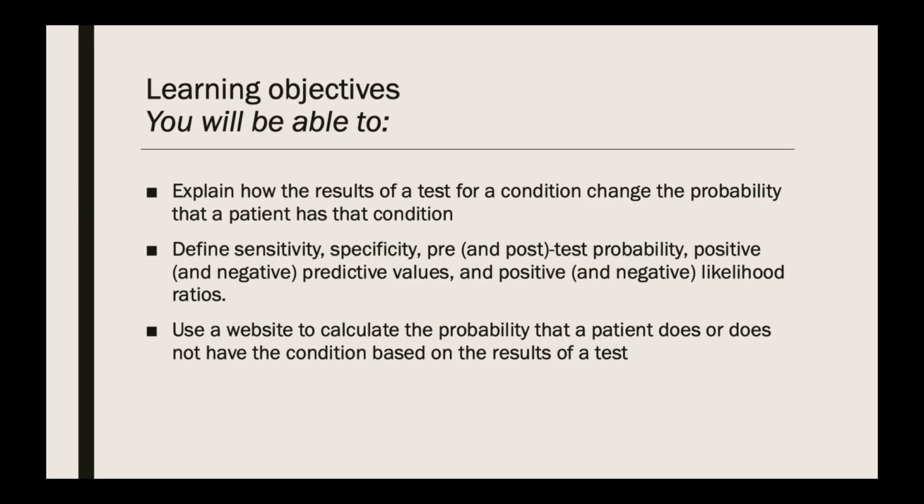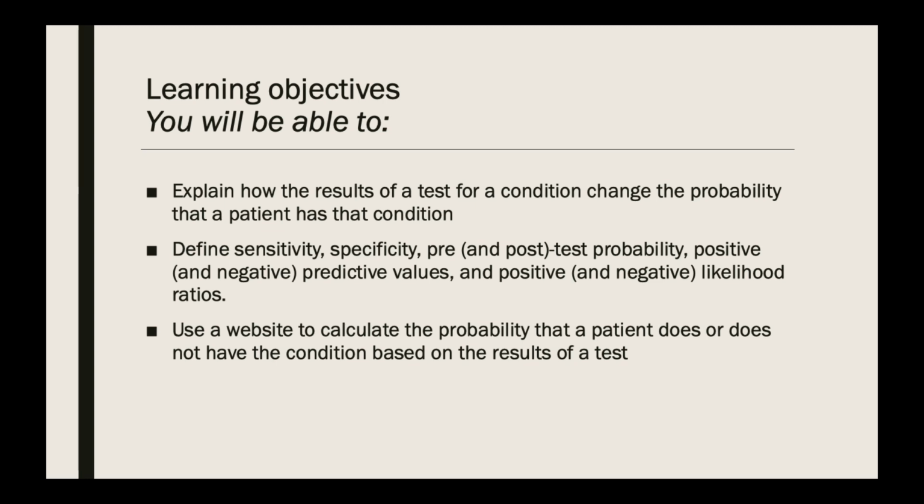The learning objectives today are quite straightforward. At the end of this talk and your problem set, you'll be able to explain how the results of a test for a condition change the probability that a patient has that condition. A patient has a positive test. Does that mean they have the disease? They have a negative test. Does that mean they don't have the disease?